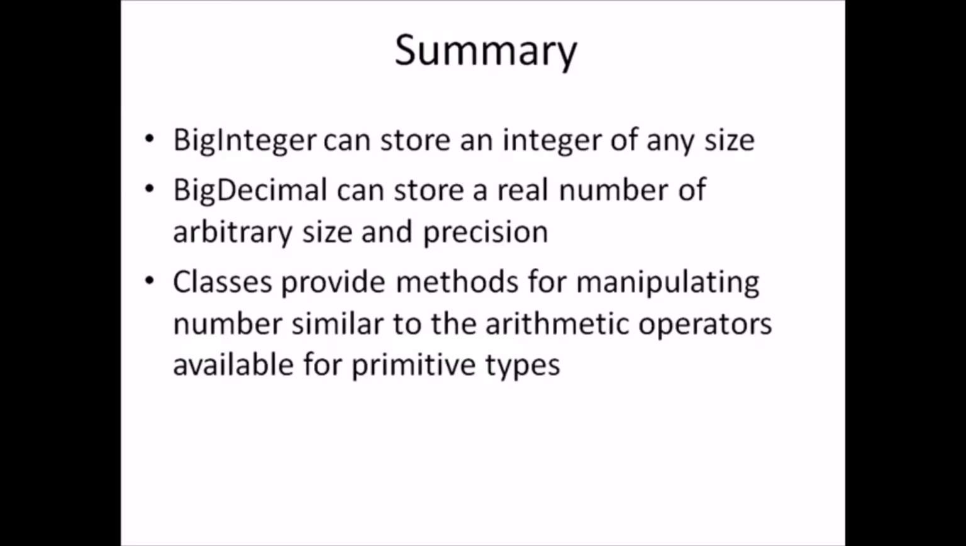So with that, that's it for this video. Just quickly to summarize again, big integer can store an integer of any size. A big decimal can store a real number of arbitrary size and precision. And the classes provide methods for manipulating these numbers, similar to the arithmetic operators available for primitive types and the methods that are available in the class math. So with that, that's it for this video. Thanks a lot.